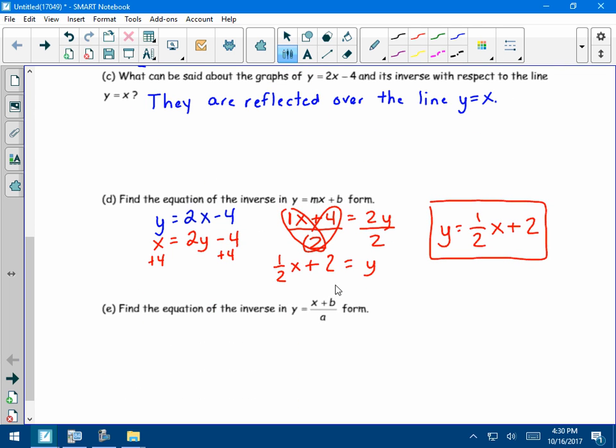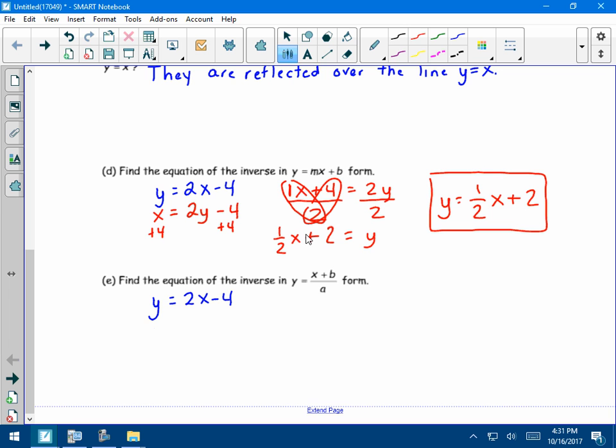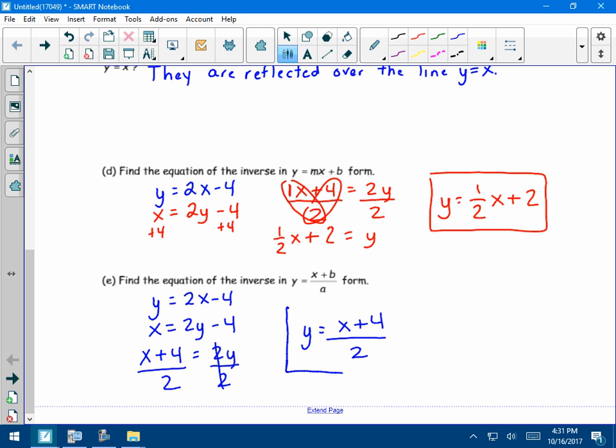Sometimes they might want the equation in y equals x plus b over a form. That basically just means we're allowed to stop at this step. So I would still have to start with y equals 2x minus 4. I still have to switch x and y, so x equals 2y minus 4. X plus 4 equals 2y. Divide by 2, divide by 2. That's the form they're talking about. So y equals x plus 4 all over 2. And that's a totally legit equation for the inverse. It just isn't that mx plus b, so it'd be harder to see as a line.